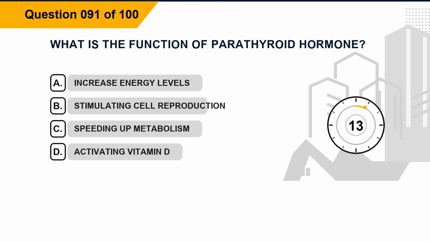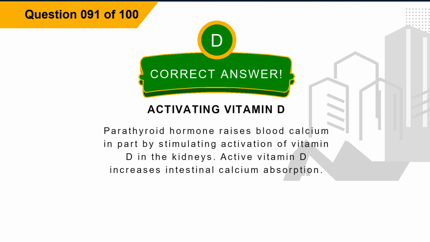Question 91. What is the function of parathyroid hormone? Option A, increase energy levels. Option B, stimulating cell reproduction. Option C, speeding up metabolism. Option D, activating vitamin D. The correct answer is option D, activating vitamin D. Explanation. Parathyroid hormone raises blood calcium in part by stimulating activation of vitamin D in the kidneys. Active vitamin D increases intestinal calcium absorption.